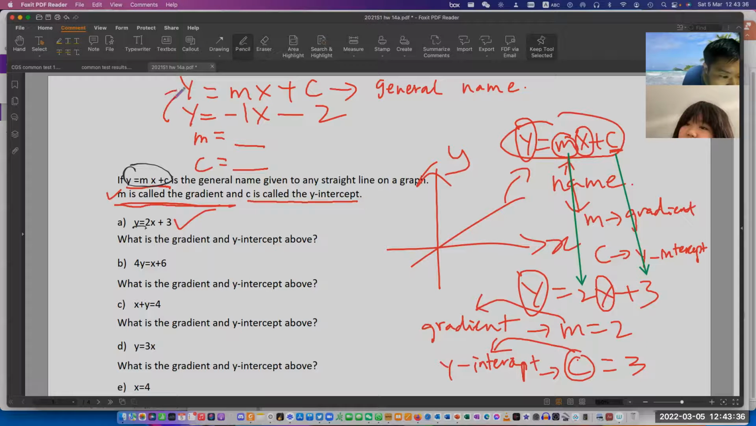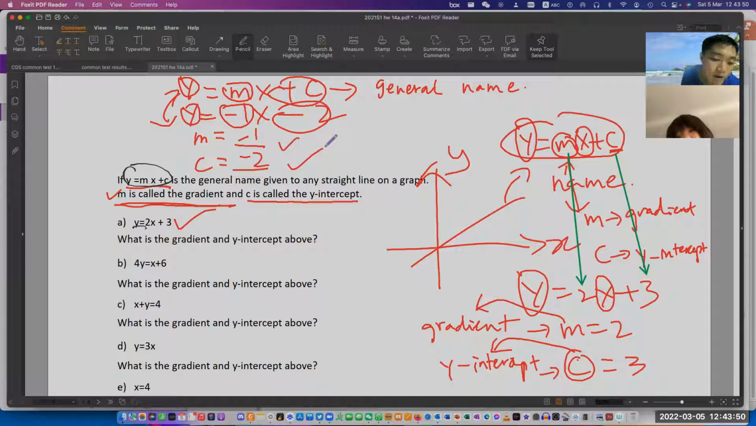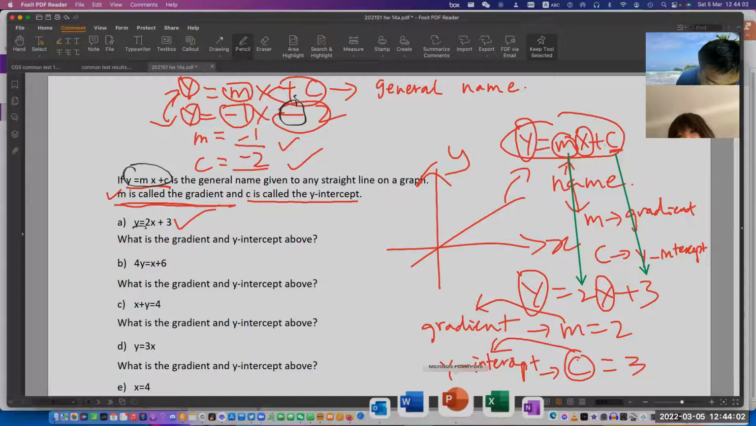You compare, right? Can you see that you have the y here, so the m is here. M is equal to minus 1. So plus c, the c is minus 2. So it's minus 1 and minus 2. But this one isn't a minus. This one's plus. This one should also be plus. Very good. Good that you notice this slight difference.